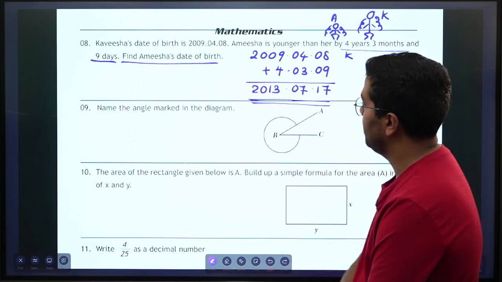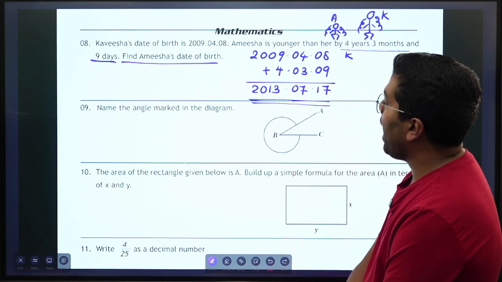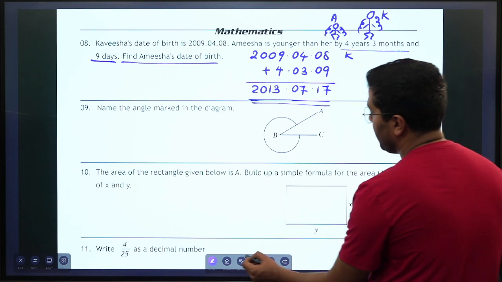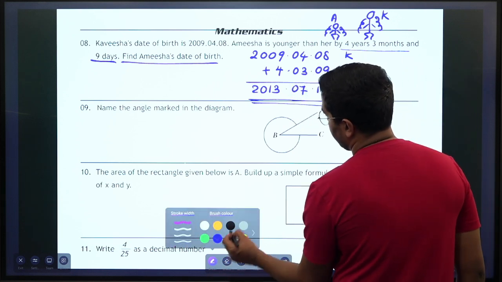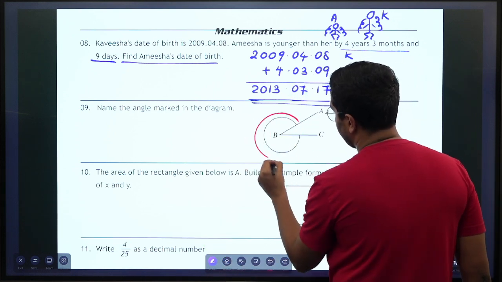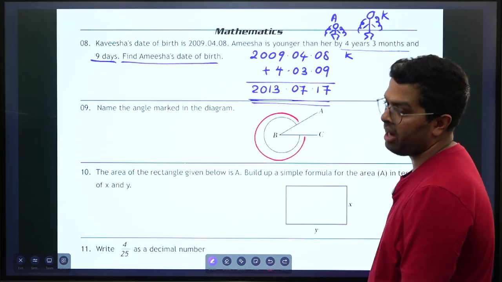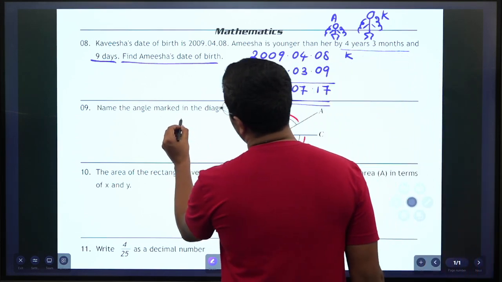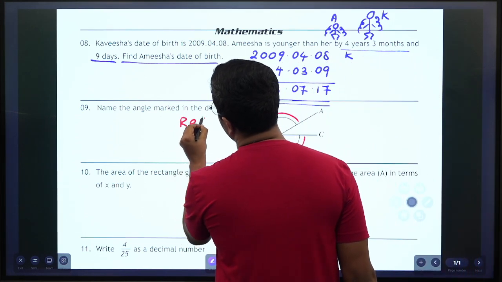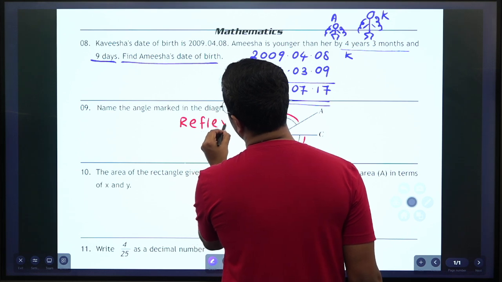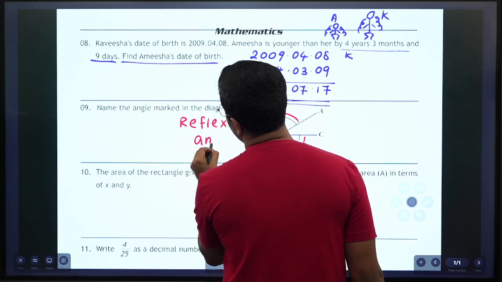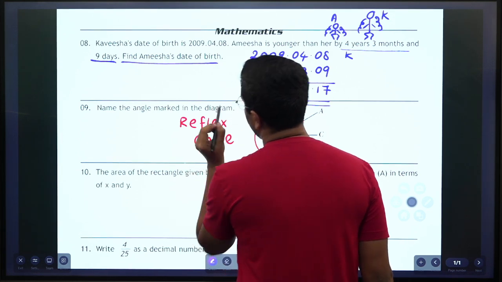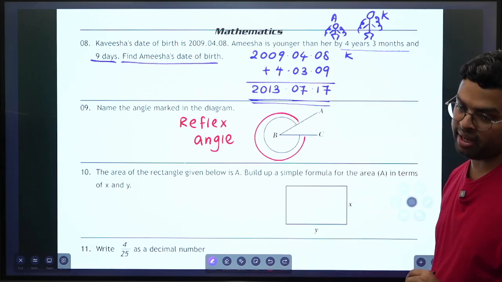Is that correct? Name the angle marked in the diagram. This is the angle marked in the diagram. This kind of angle is called a reflex angle.